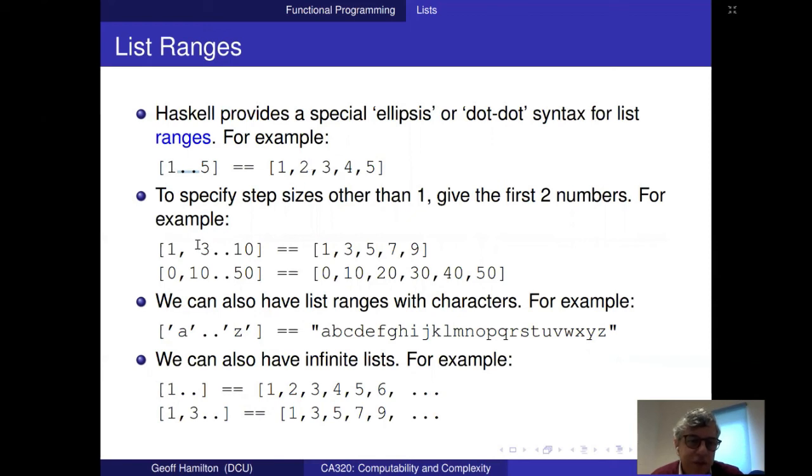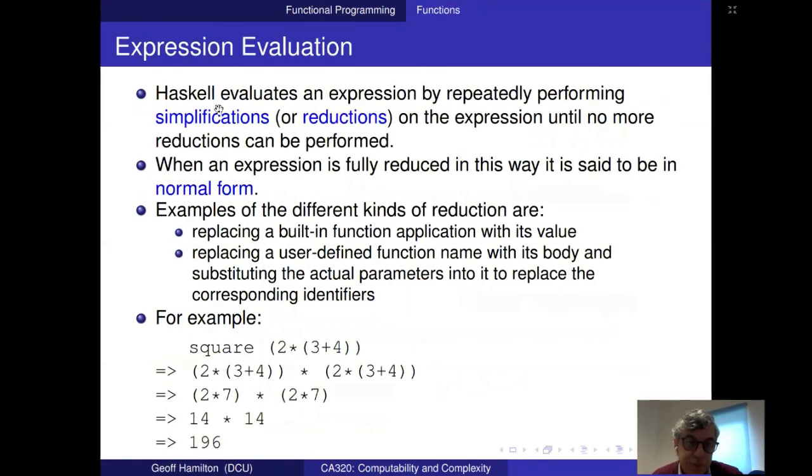Okay, if I use a second value inside this, I mean, what is the jump value? 1, 3, 5. Or if I say 0, 10, 50, that means 0, 10, 20 up to 50. It can be applied even to characters also. That's very interesting. So A to Z means generate all these characters for me. You can also make a range with characters, for example, like that. We can generate infinite lists, something like that: 1 and go ahead, 1, 3 and go ahead.